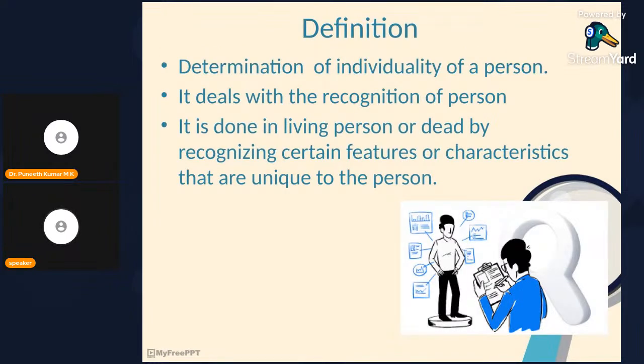Based on the definition, identification data is the determination of the individuality of a person. It deals with the recognition of a person. It is done in a living person or a dead person by recognizing certain features or characteristics that are unique to the person. As I told previously, each and every person has unique identity and characteristic features. Based on that, we can identify the individuality of the person.